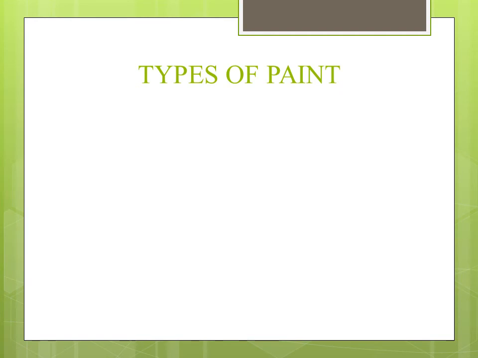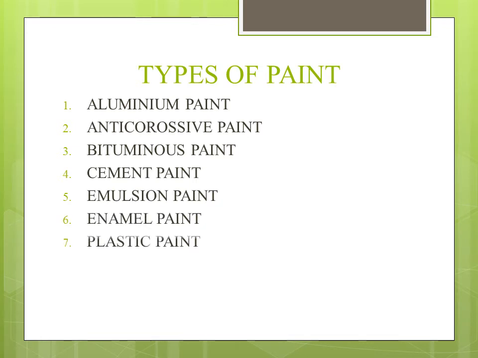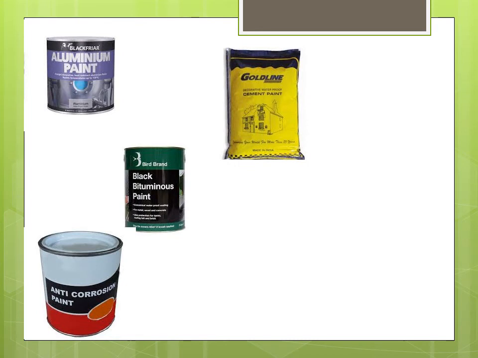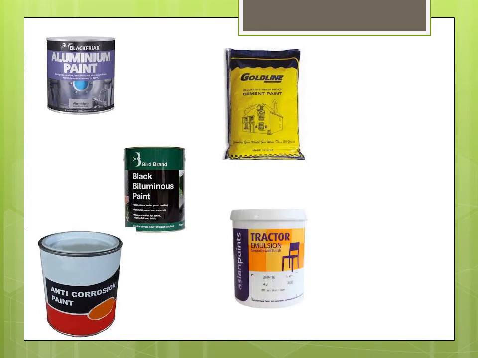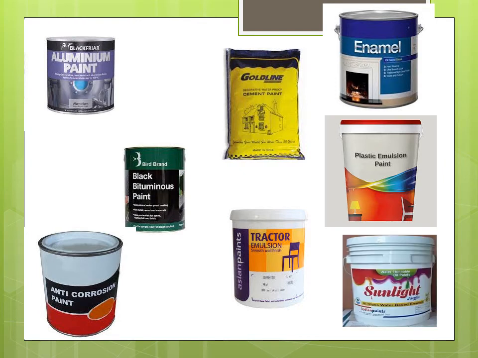Moving on to the types of paint. The types of paints are aluminium paint, anti-corrosive paint, bituminous paint, cement paint, emulsion paint, enamel paint, plastic paint, oil paint. You can see the figures of each paint. Aluminium paint, anti-corrosive paint, black bituminous paint, cement paint, emulsion paint, enamel paint, plastic paint, and oil paints. These are the various types of paint.